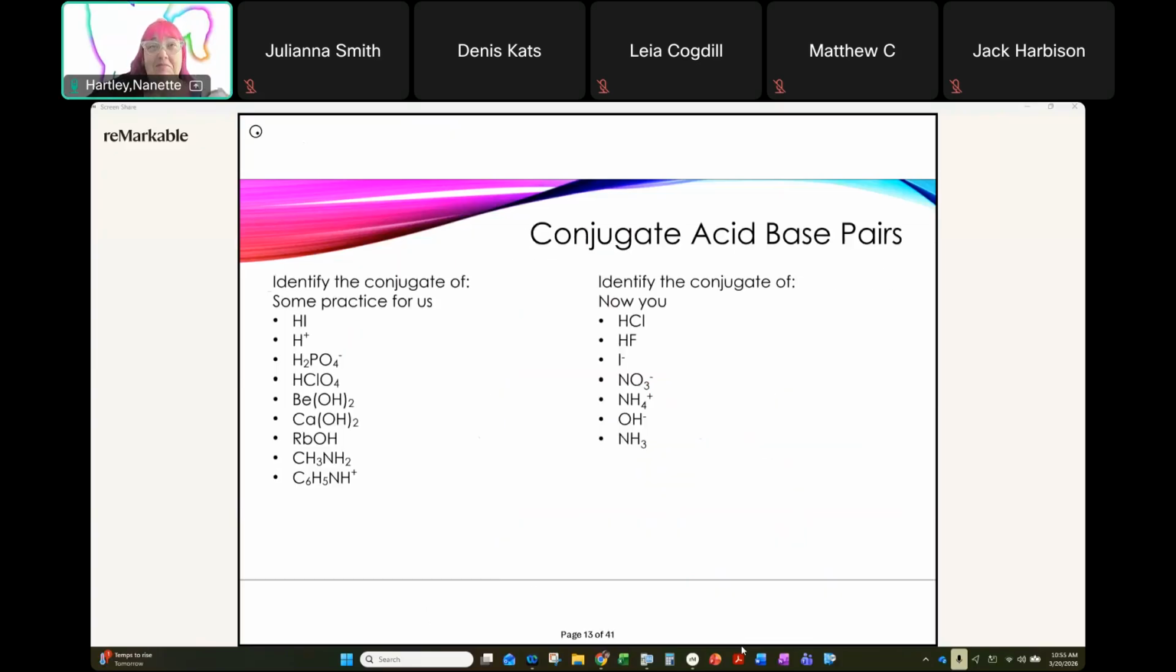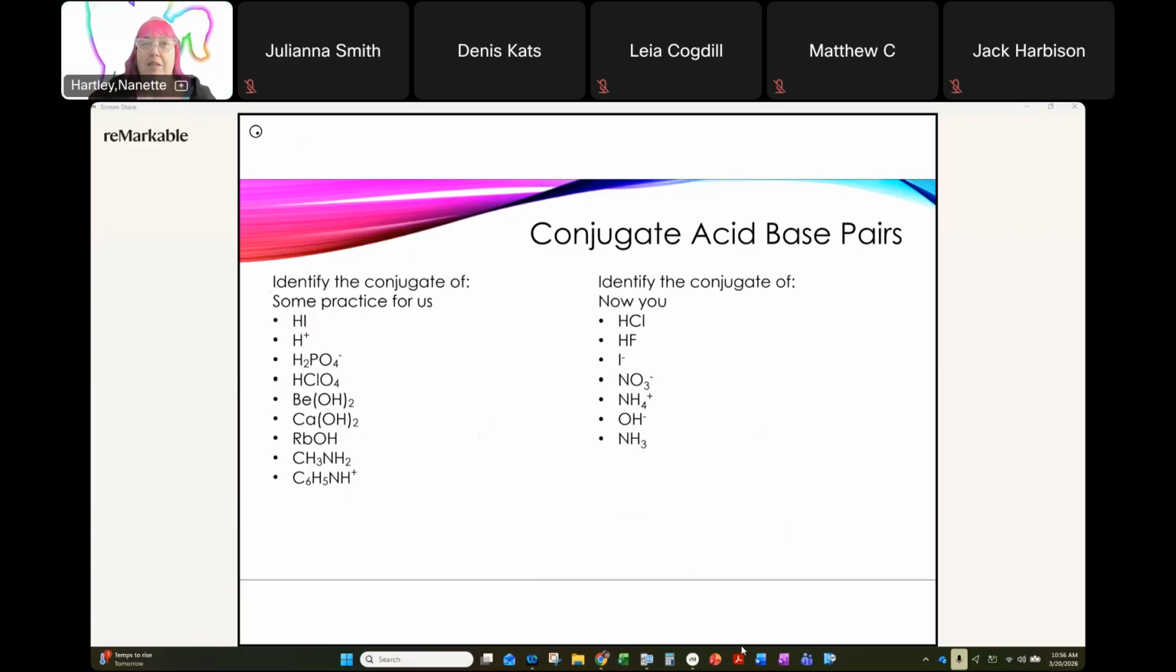Here, I have a list of things. What I want us to think about is, what would the conjugate of that look like? I've not told you whether it's an acid or a base. I just want you to identify what the conjugate of that is. I'm going to walk through each one of these so that you can see what these answers are and hear the logic I have in getting from one to the other.